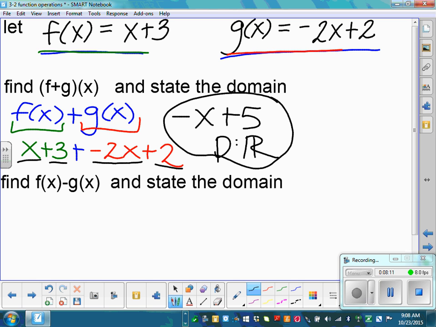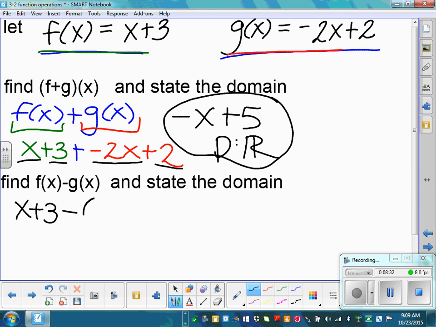All right. Let's do another one. This one, f of x minus g of x. So figure out what f of x is. So we have x plus 3, and then we're subtracting g of x. This is the one we have to be careful on. This is the one that 80% of students miss, and it's such a shame.